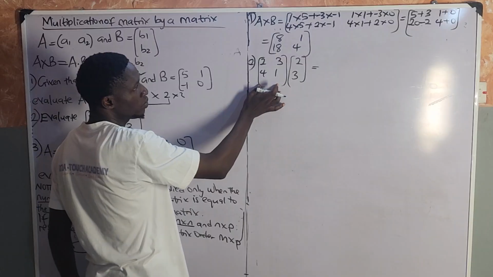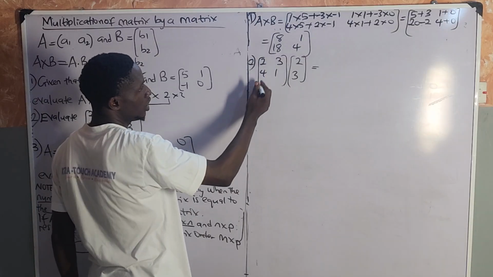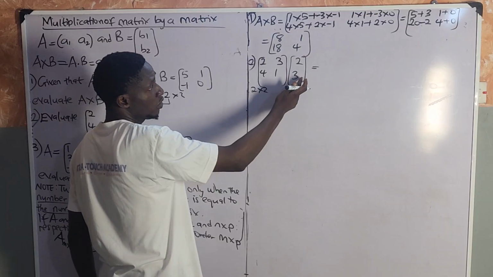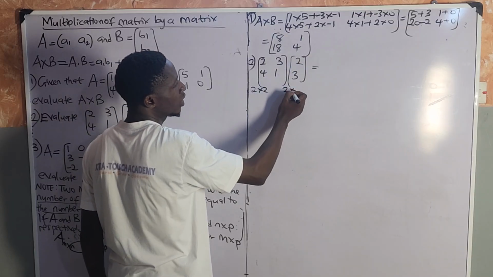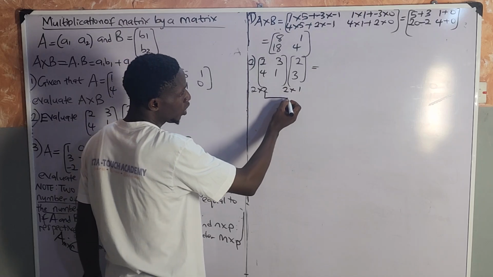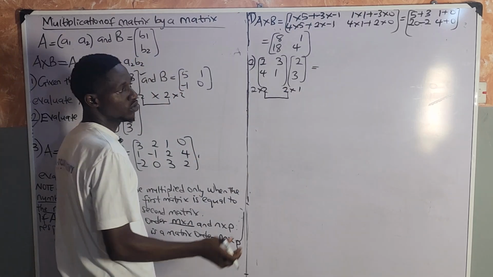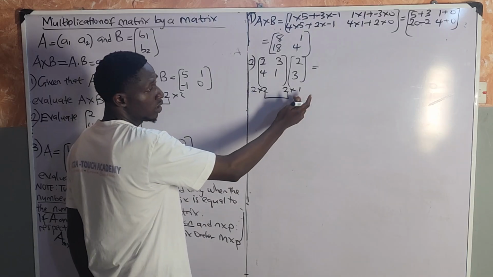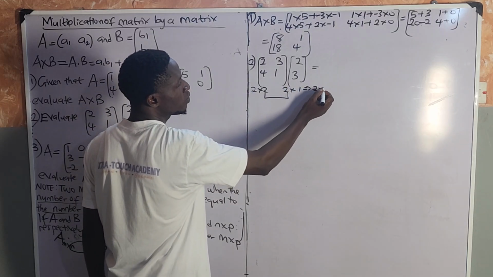What is the order of this matrix before we multiply? It is 2 by 2. Then what is the order of this second matrix? This is 2 by 1. The column of the first matrix is equal to the row of the second matrix, so it's possible. Our answer will be 2 by 1. So if we multiply this, we'll get a 2 by 1 order.